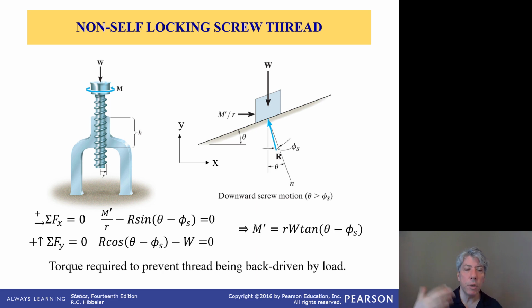We can combine these two again the way we did before, and I haven't shown you the algebra here, but here's the result. And what is this thing? Well, this equation, M prime, tells us how much torque is required to prevent the load back driving the screw thread. Okay, so this is how much you'd have to hold just to prevent it from loosening up. So this is another important equation.